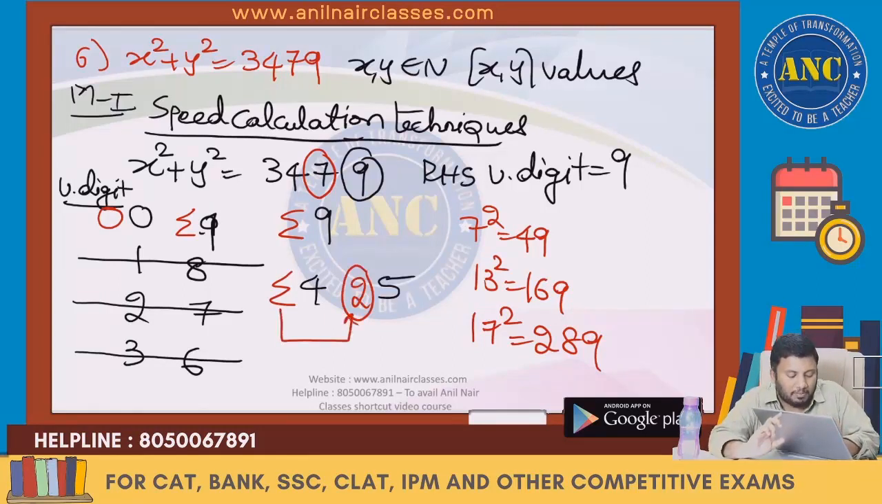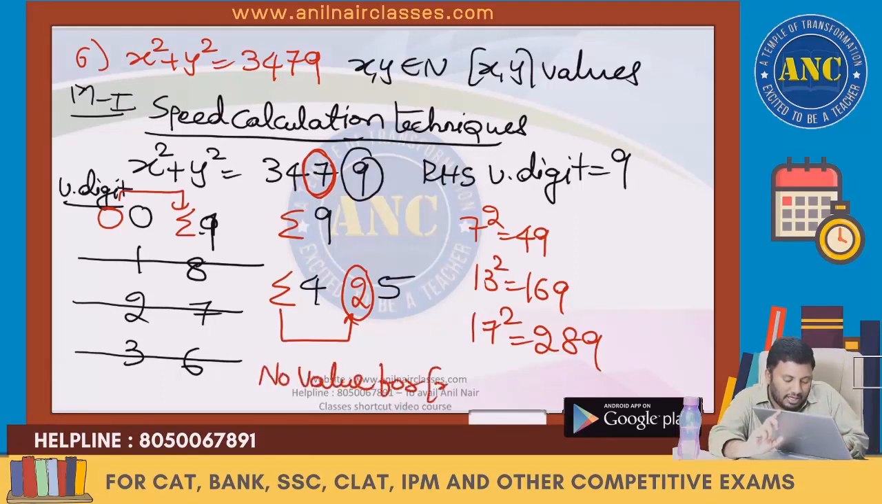What is even plus even? Even. What is 0 plus even? Even. What is the right hand side tens place? I got 7, odd. So the answer for this question is no value for x comma y exists. No value for x comma y exists.